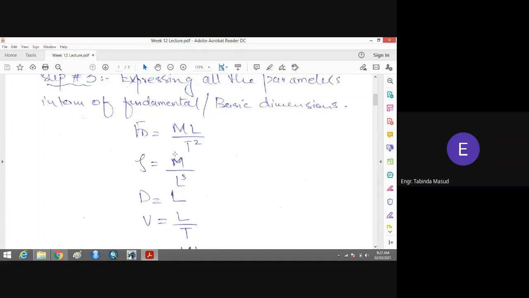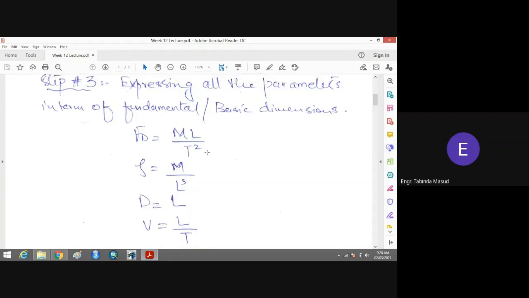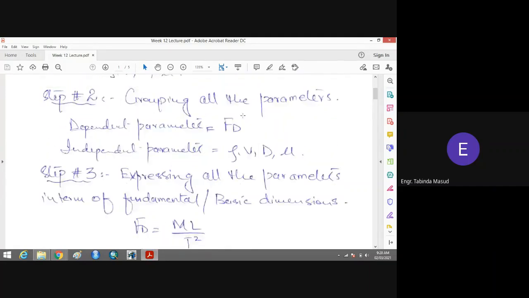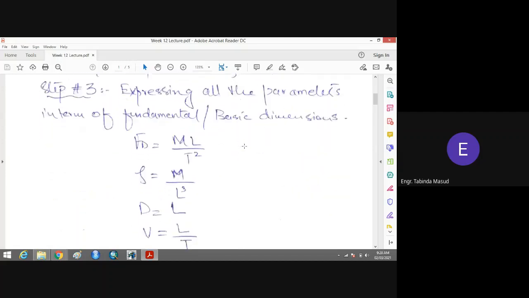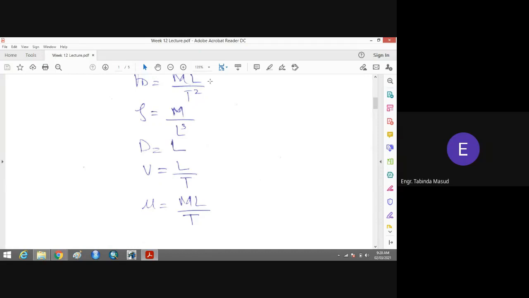For example, you are going to develop a formula for a particular case where no force is involved. If there is no force involved, then there will be no mass, and you will be left with L and T only. So in that case, you will say that for this particular problem, we have only 2 dimensions, L and T. But in this case, we have all the 3 dimensions. So remember once again, the total parameters we have are 5, and the maximum fundamental dimensions we have are M, L, and T.